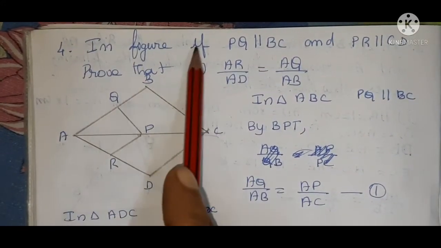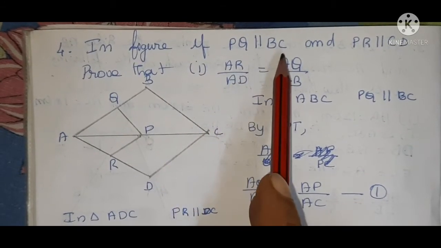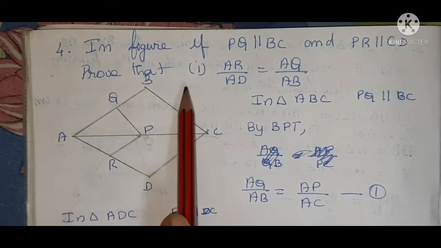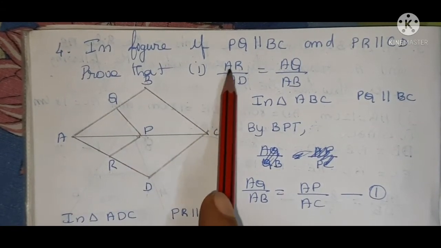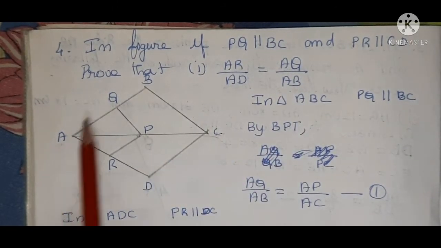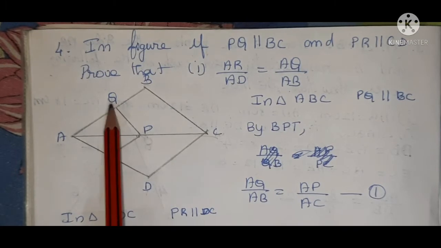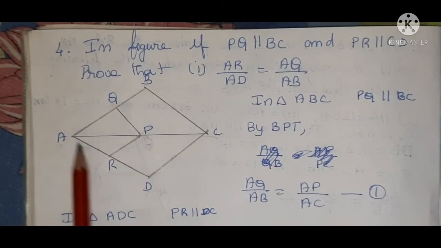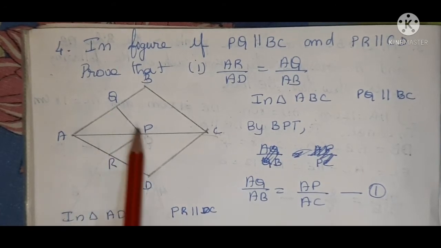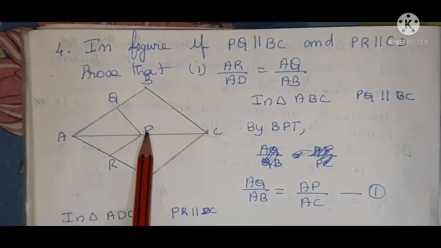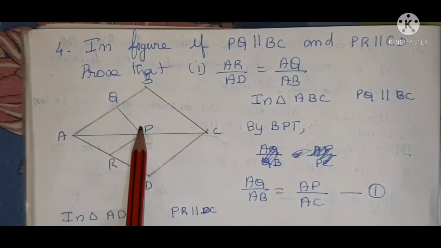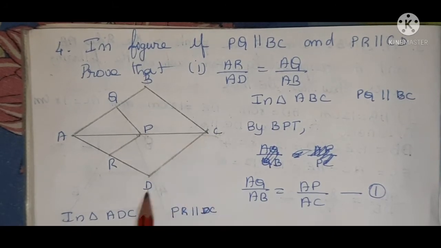Fourth one. In the figure, if PQ is parallel to BC and PR is parallel to CD, prove the given two conditions. First one, AR by AD is equal to AQ by AB. Here a quadrilateral ABCD is given. A point Q on AB, a point P on AC, a point R on AD; joining QP and PR. QP is parallel to BC. PR is parallel to CD.